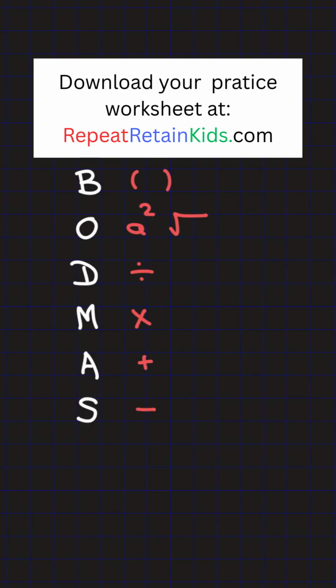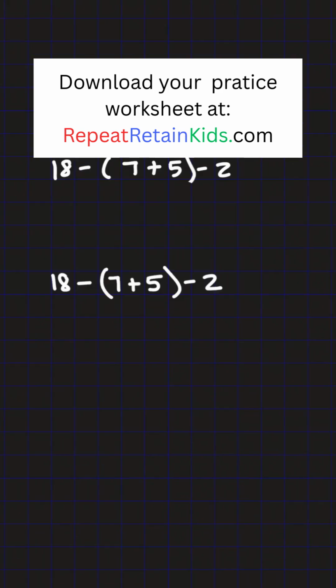So the BODMAS rules always start with brackets first, then orders. Those would be your powers or your indexes and your square roots. Then it would be divide, multiply, add, and subtract, always in that order. Let me give you an example. Let's work through an example together.